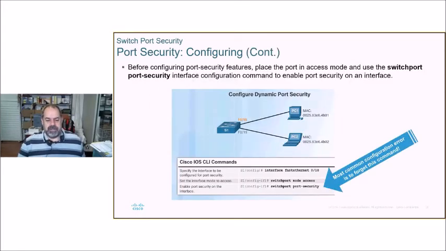So how do we configure this? You go to the interface, FastEthernet 0/18 in this example, and put it into access mode. You wouldn't do this on a trunk port because it's going to have lots of MAC addresses against it. So you only do this on an access port. And then you do switchport port-security. The other commands to change the default settings are switchport port-security, something else.